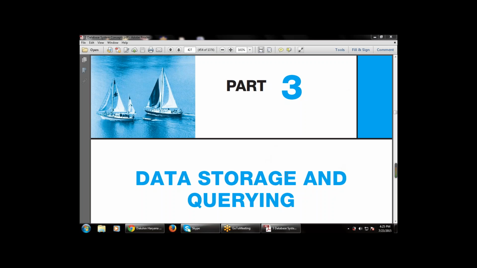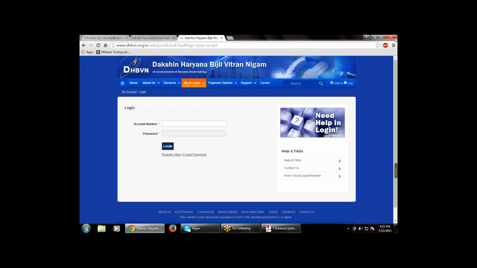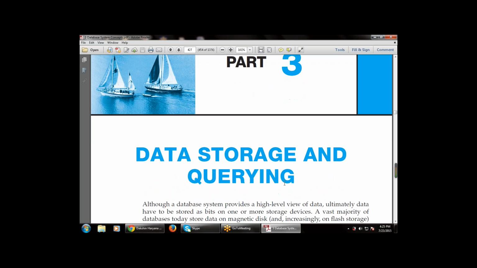So let's start with part number 3, that is data storage and querying. That is, how to store the data and what is data querying. So let's start with the previous class session, what we covered in the last class, then move to today's topic, part number 3 of this book, database concepts on data storage and querying.